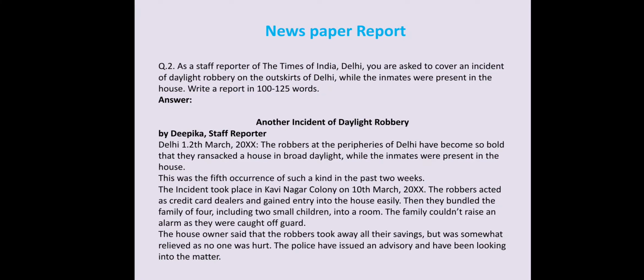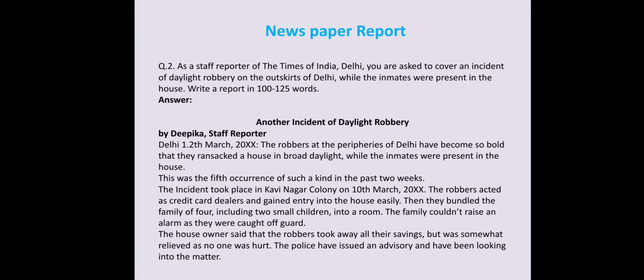As a staff reporter of the Times of India, Delhi, you are asked to cover an incident of daylight robbery on the outskirts of Delhi while the inmates were present in the house. Write a report in 100 to 125 words. See the answer for this question. The headline, Another Incident of Daylight Robbery, by Deepika, staff reporter. Delhi, 12th March 2019. Now here you need to include the year.